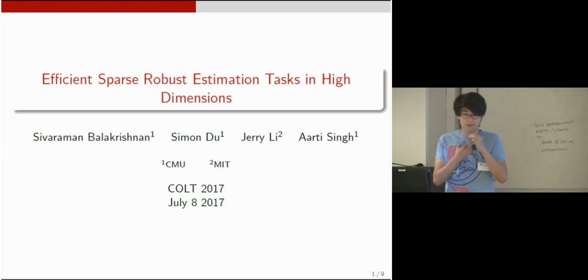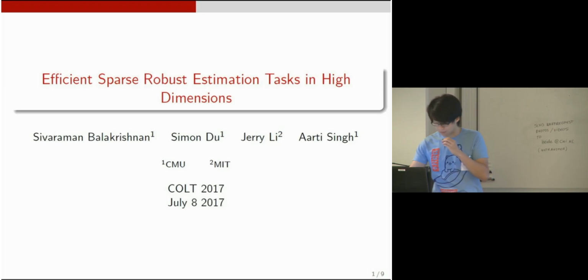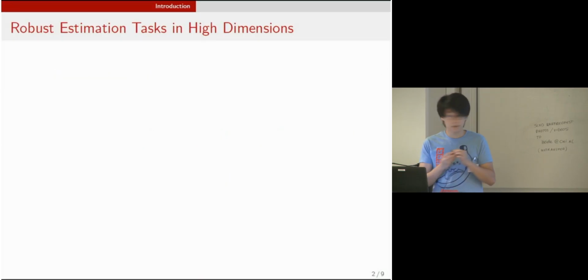Before I can describe what these two things are, I need to describe both of these things separately, because this talk combines two separate, orthogonal aspects of high dimensional data analysis. And before I talk about them together, I should really introduce them separately. So first, let me talk about robust estimation tasks in high dimensions.